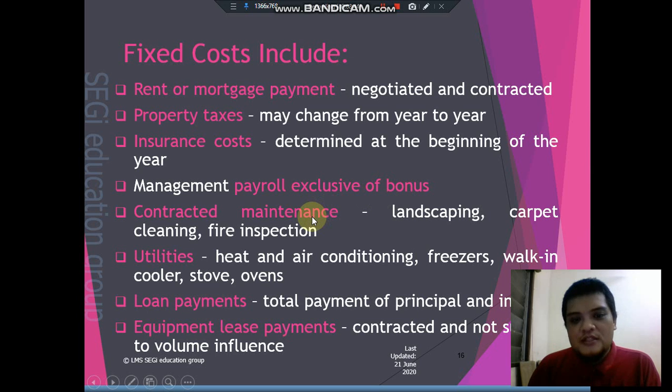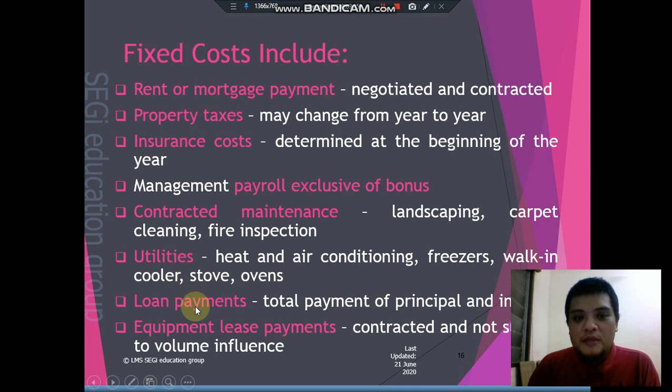Next is contracted maintenance, means scheduled maintenance, that you ask people to come to your property and do the maintenance. This one is scheduled every month or every 2 months or every 3 months, and it is contracted, and then you have to pay. Utilities we have discussed just now. You still need to use the electricity, you still need to use the water and so on, air conditioning and so on, whether your sales is good or not. So utilities is considered fixed cost.